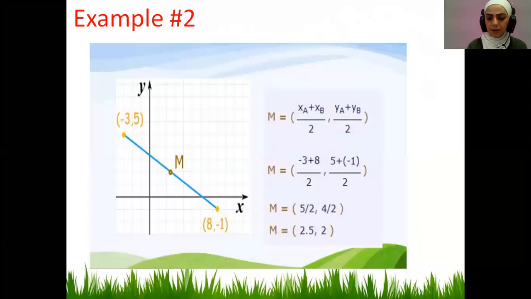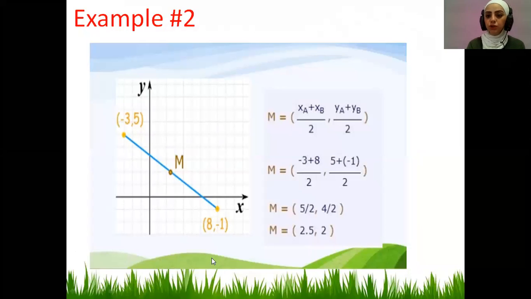This is another example. You have here this line with 2 points, -3, 5 and 8, -1. You can count the spaces and then find half of the spaces that you found, or you can use the rule directly.